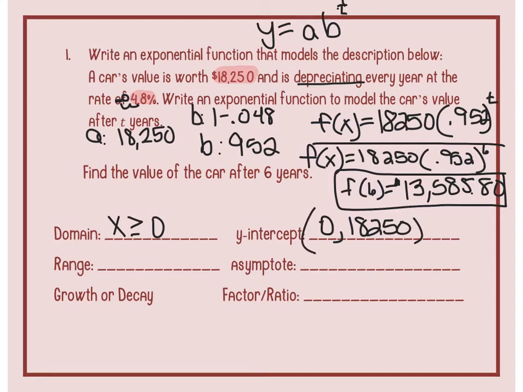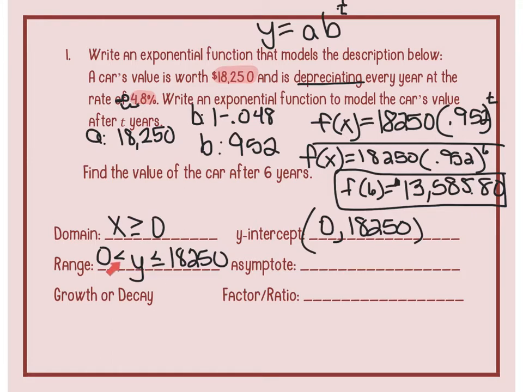The range. What's the lowest amount of money this car can go? What's the highest amount of money this car can go? Well, my range, the lowest amount is going to be 0, but it's never going to get to 0. Okay, range is y value. What's the most it can equal to? 18,250. Now notice very carefully the signs that we used here. It had to be greater than 0. It's never going to get to 0. But the most it was worth was 18,250.